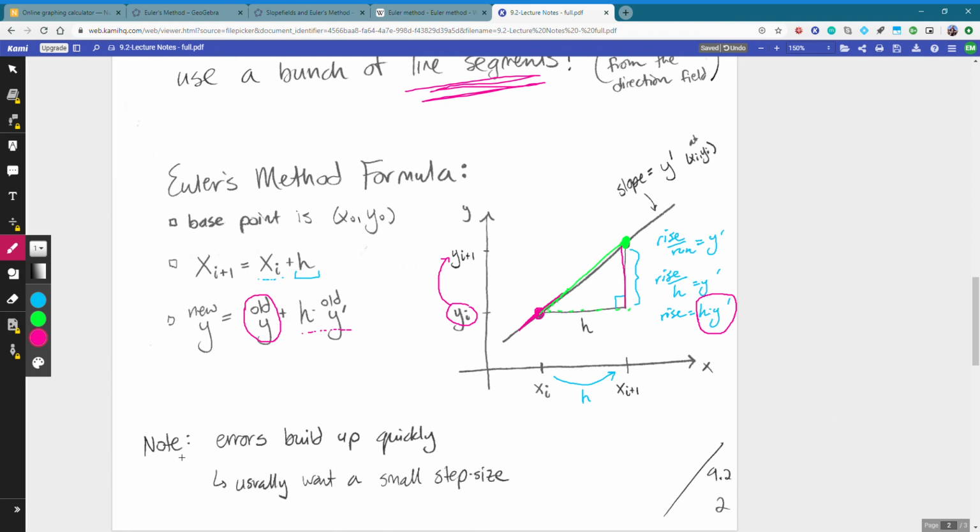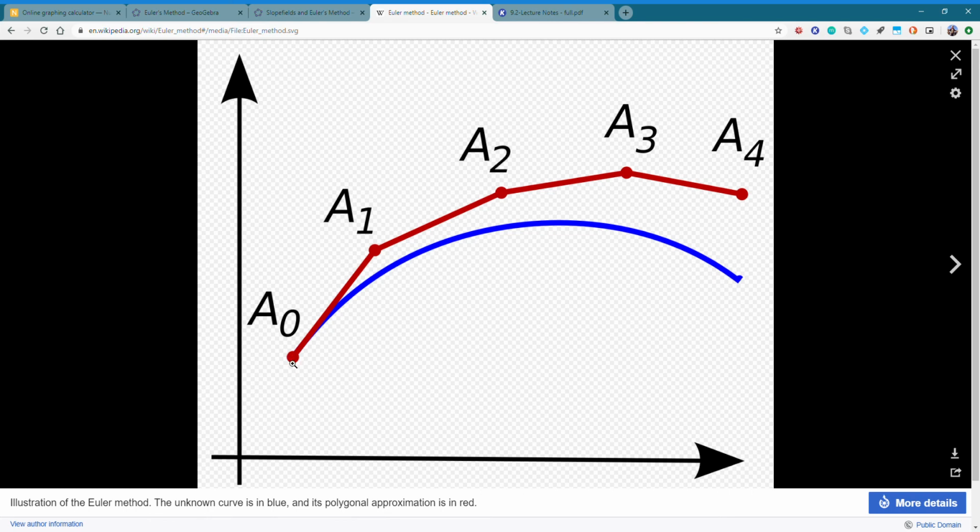One note about this method is that the errors do build up quickly, and so as much as possible, small step size is useful. We can see that with our first picture that we saw here. Once we do our first step forward, we're already off our true solution curve, and so we're actually going to be grabbing the slope from a point that's not on our true solution curve. And so our approximation can get worse and worse the farther out we go. And so, in terms of implementing this on a computer or something, you'd want to have a really, really small step size so that you're approximating well.